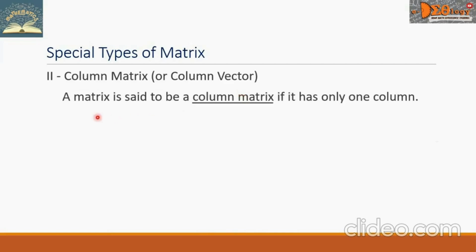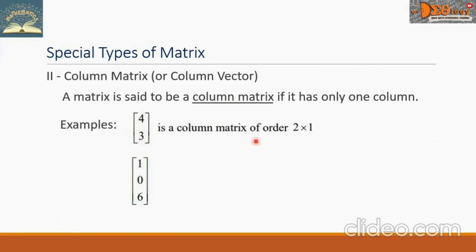Second type is column matrix. Sometimes this is also called column vector. A matrix is said to be a column matrix if it has only one column. Examples, the first one is with elements 4, 3. This is a column matrix of order 2 by 1. Next example with elements 1, 0, 6 respectively. This is a column matrix of order 3 by 1.